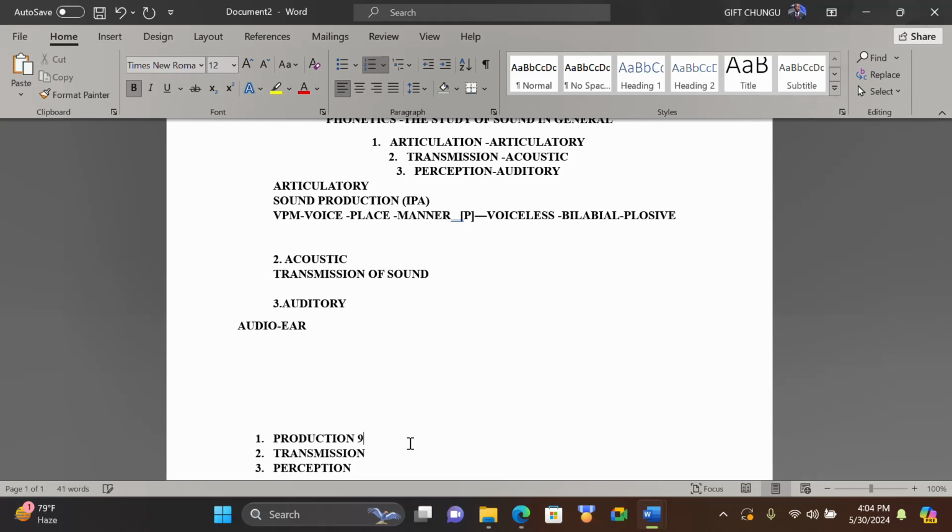Meaning, on production, we look at how sound is produced, sound production. And then here is how sound is transmitted, sound transmission. And then here is perception. How is sound perceived? That is what we are looking at here.